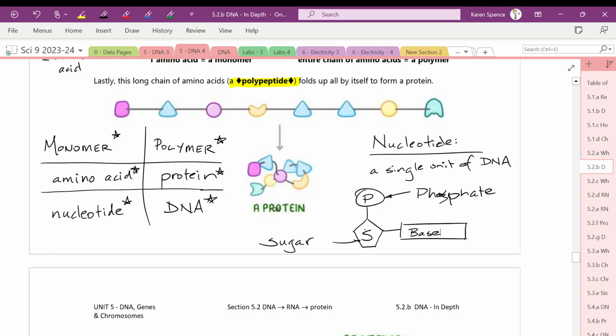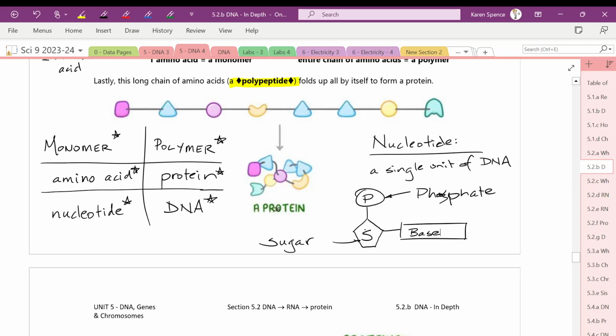The nucleotide is a monomer of DNA. So a pearl is a monomer of a pearl necklace. A nucleotide is a monomer of DNA. An amino acid is a monomer of protein.